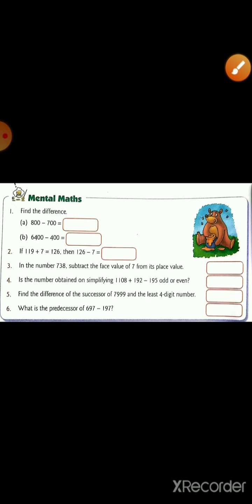Find the difference. First, part A, 800 minus 700. If anyone gives you 800, out of 800 you give 700 to your mother, then how much do you have now? Obviously 100. So it becomes 100. 800 minus 700 is equal to 100.